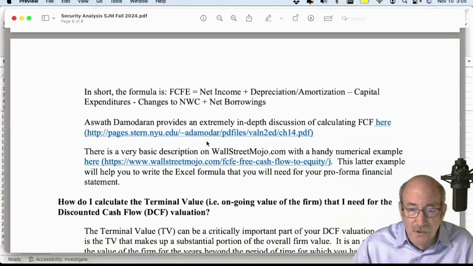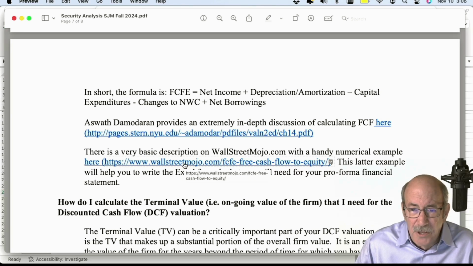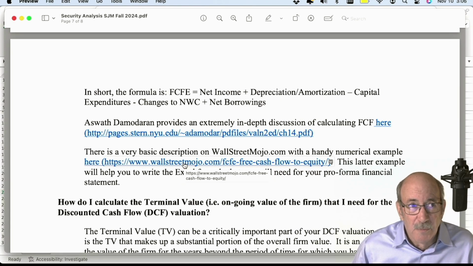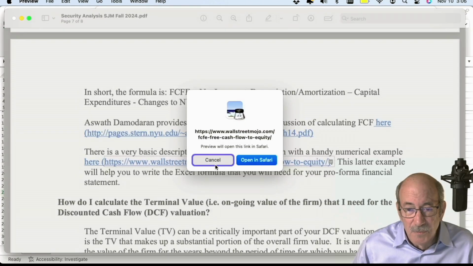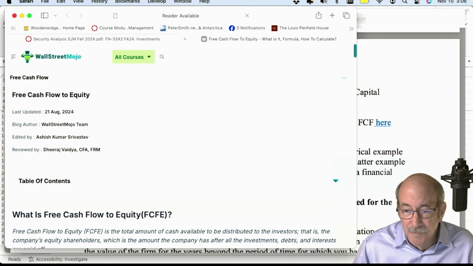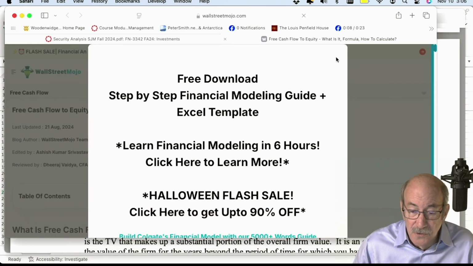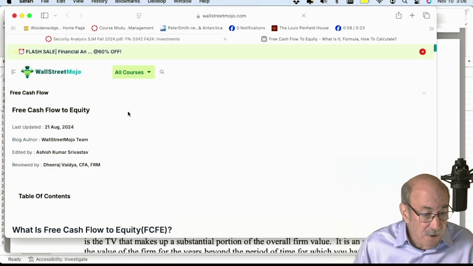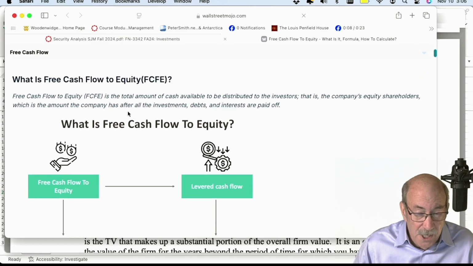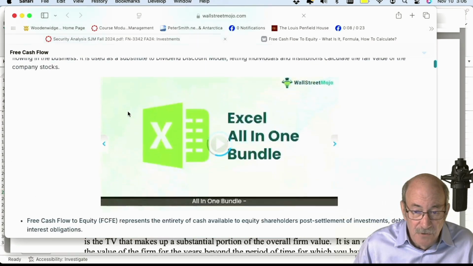So I go to the FAQs, and right here, this link to wallstreetmojo.com. By the way, everything I've seen on this site is pretty decent. They've got a fee-based part of it, but they also have a lot of free information, and the free stuff that I've seen is great. It looks like they employ a number of CFAs, so this is a website that I think you can depend on. This particular link takes us to the page where they talk about free cash flow to equity, what it is, the importance of it, so kind of overview stuff.